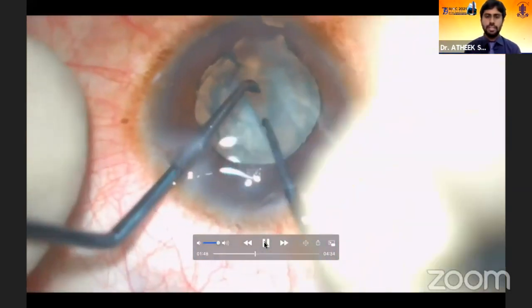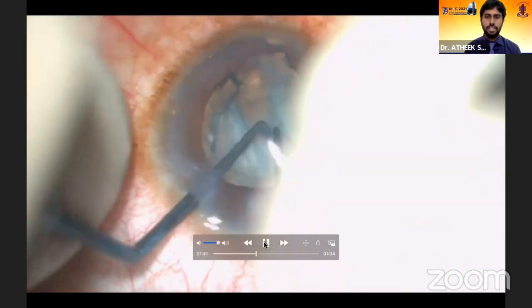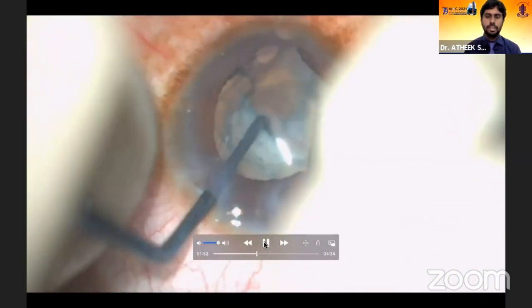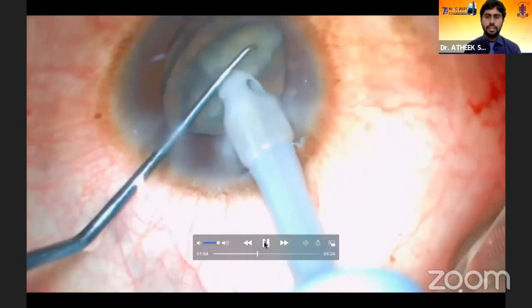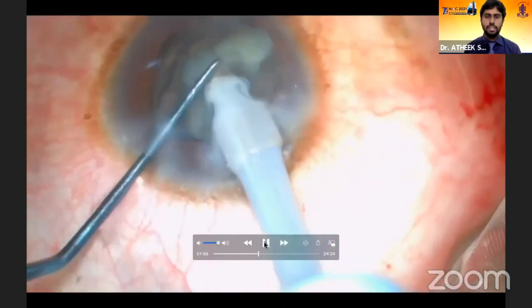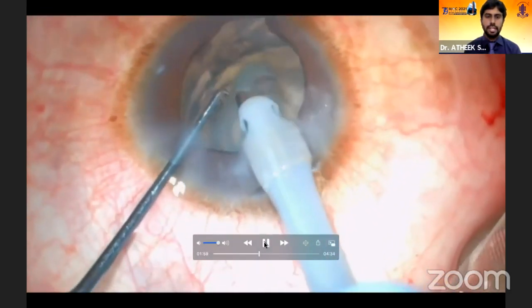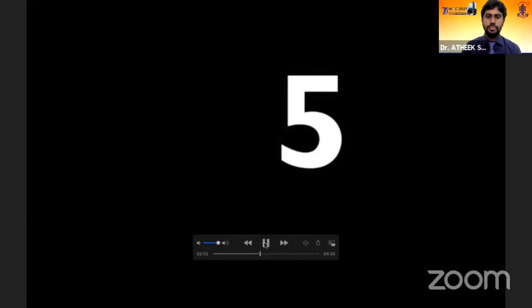Do the phaco slowly. This being a soft cataract, I didn't attempt a chop. Doing a stop and chop, slowly, gently do your phaco with slow parameters. You can see here the iris is trying to push itself and come out.